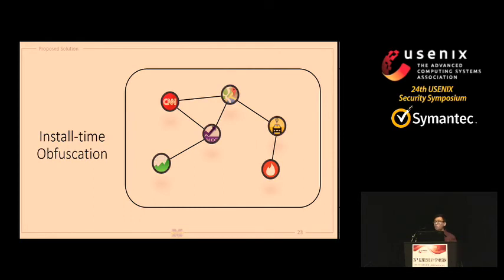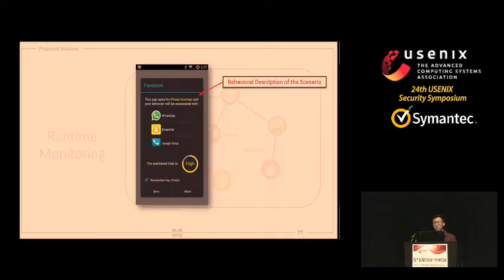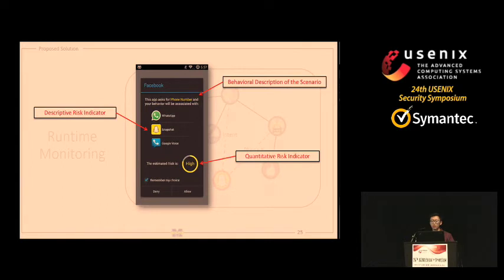So when a user installs an app on a mobile device, LinkDroid will perform install-time obfuscation, which anonymizes most of the device identifiers and cuts off this default linkability. Once a user keeps using these mobile applications, whenever a certain app behavior establishes linkability with other apps, we will provide a runtime prompt, which gives a behavior description of the scenario and a descriptive risk indicator as well as a quantitative risk indicator. Then the users are given the opt-out options.